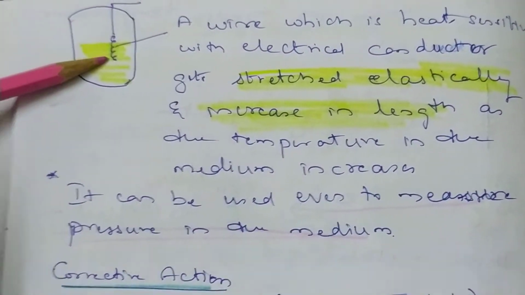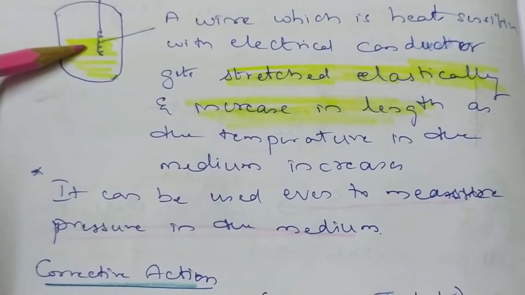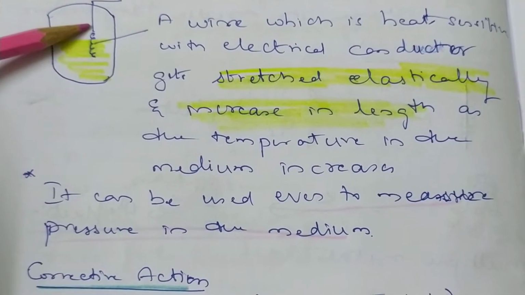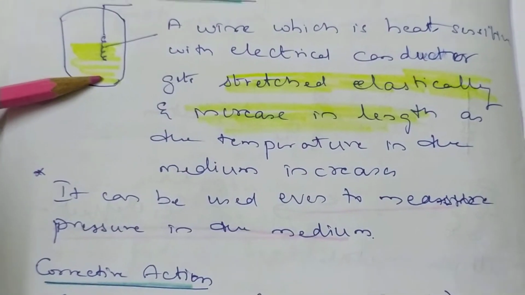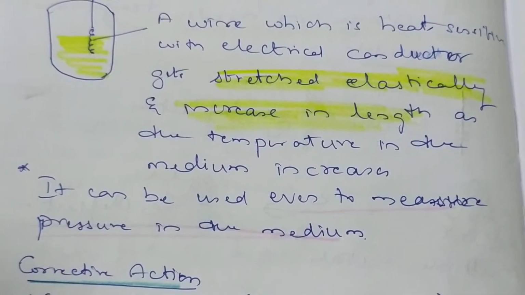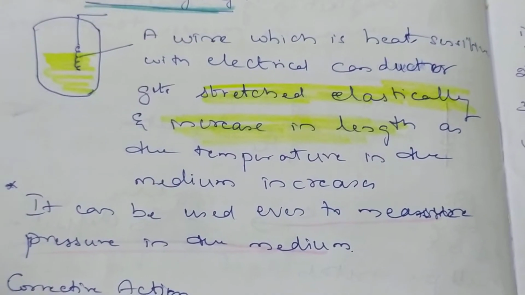They'll have a standard length of the wire. If it has increased, there are some measuring devices here, externally in the fermenter and the glass viewer. So the increase in the length can easily tell there's something wrong. It can be easily detected. It can be used to even measure the pressure in the medium.